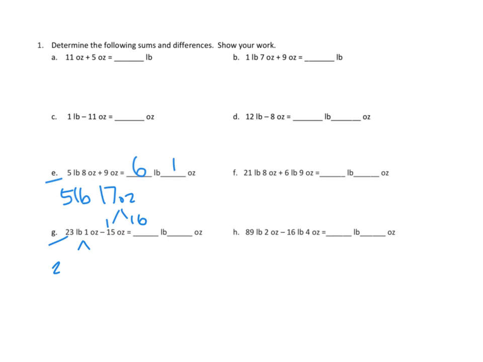Let's decompose one of the pounds, so we'll leave 22 pounds. See, one of those pounds would be 16 ounces plus the one we've got there. So that's 22 pounds, 17 ounces, right? So those are the same values, basically, right? 23 pounds, 1 ounce is the same as 22 pounds, 17 ounces. The only difference is now we can do our subtraction. 17 ounces minus 15 ounces is 2 ounces, and we had our 22 pounds left.